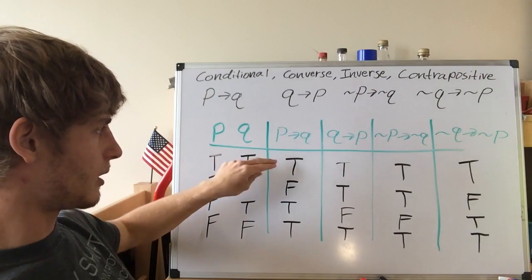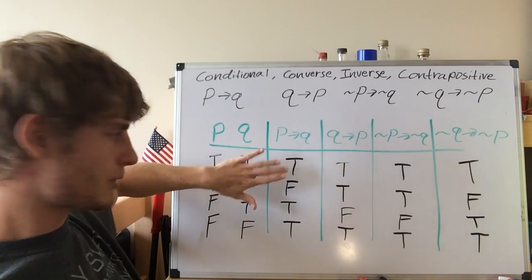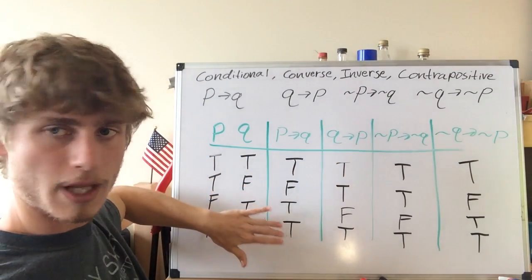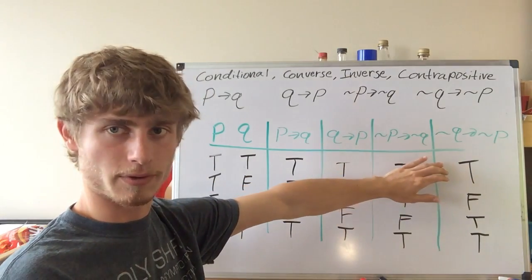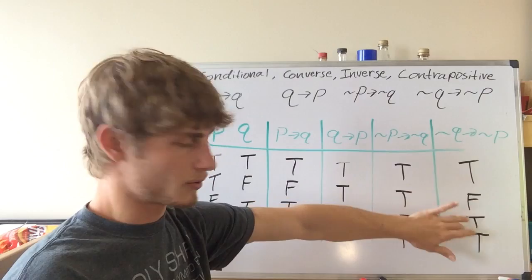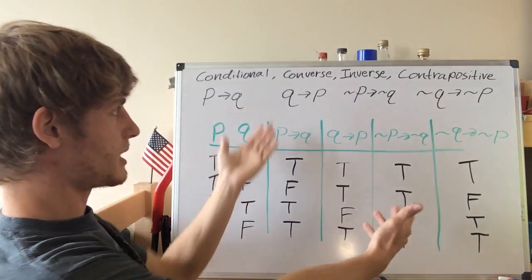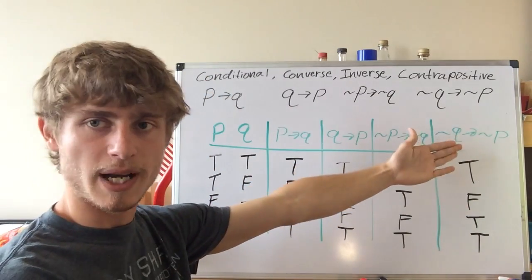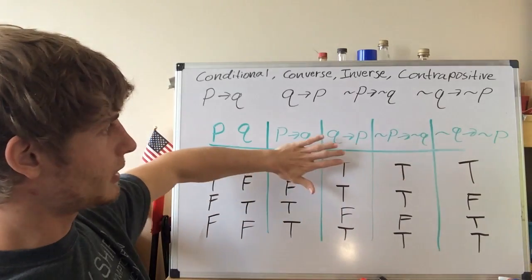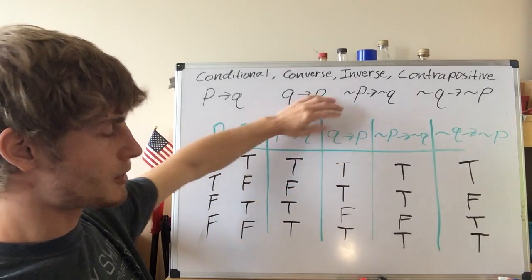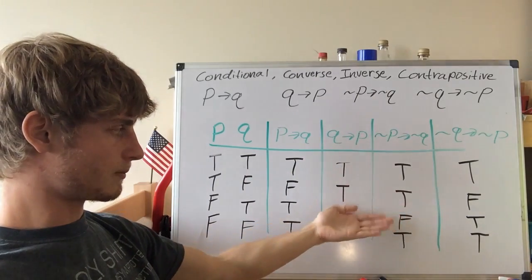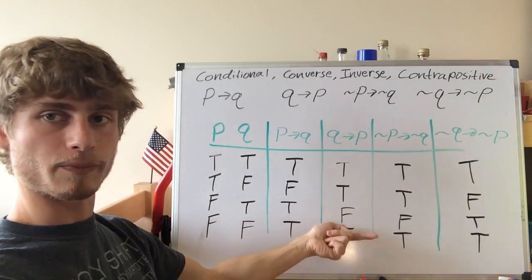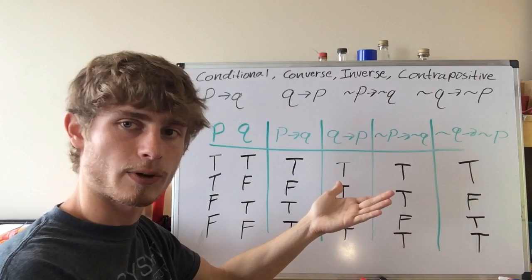And if you look at these, well, for our conditional we have true, false, true, true. And then for our contrapositive we have the same string of true and false. So we have true, false, true, true. So from this we can see that the conditional and the contrapositive are logically equivalent. If we look at the converse and the inverse, here we have the converse, here we have the inverse, we can kind of see here that, well, true, true, false, true. So the converse and the inverse are logically equivalent.